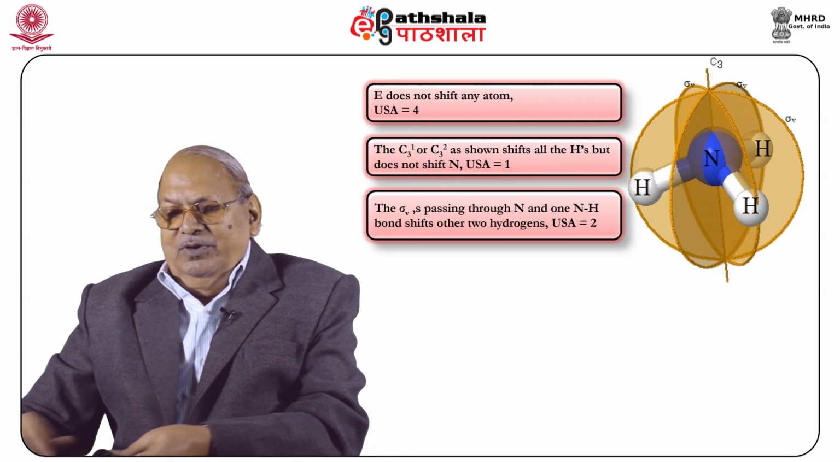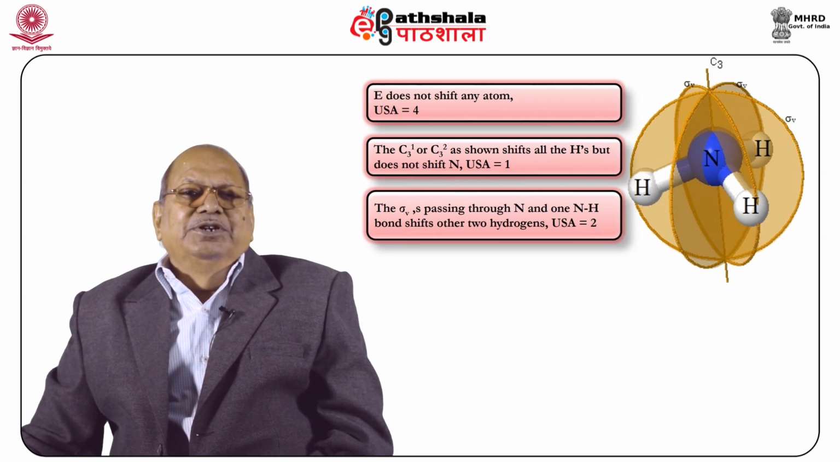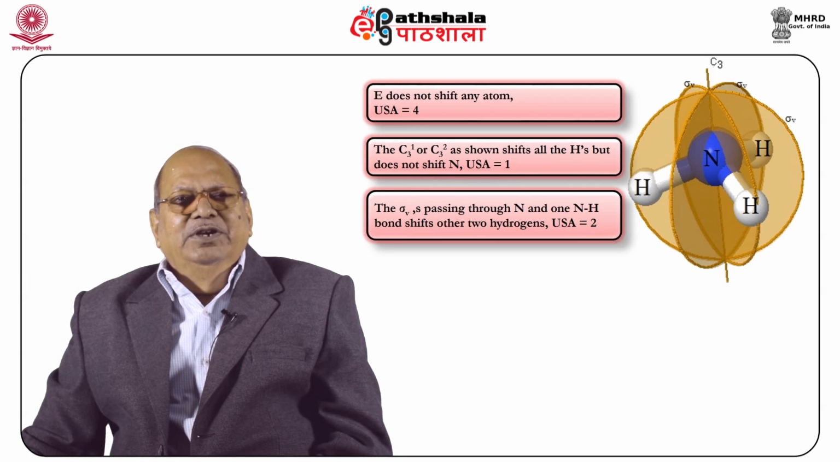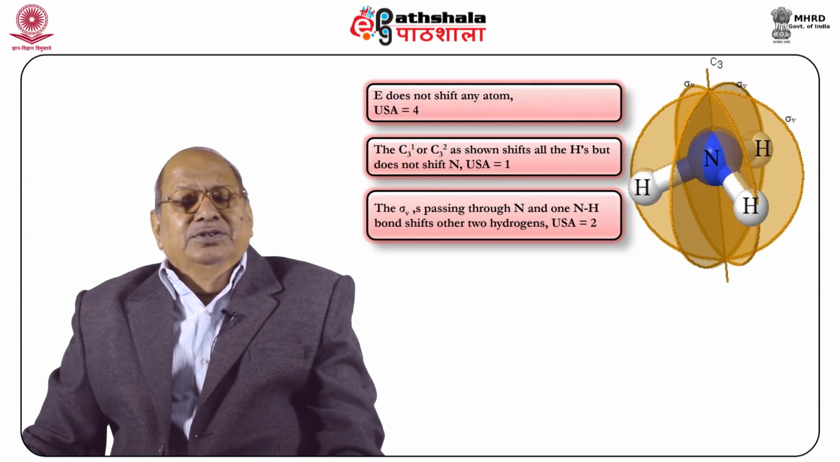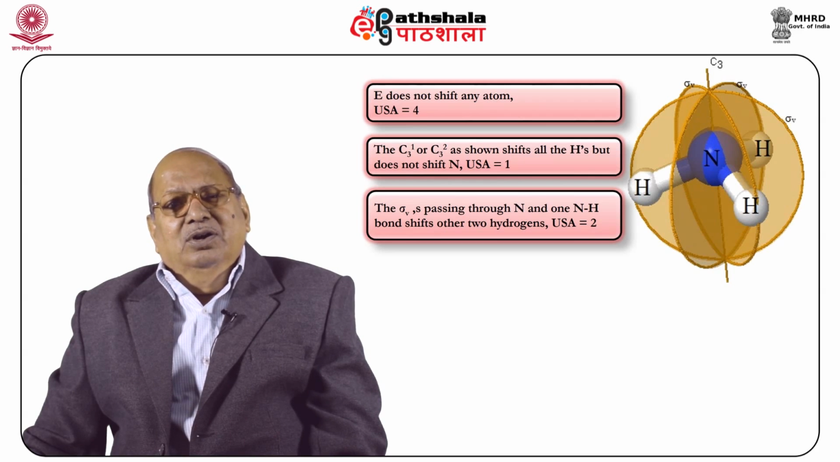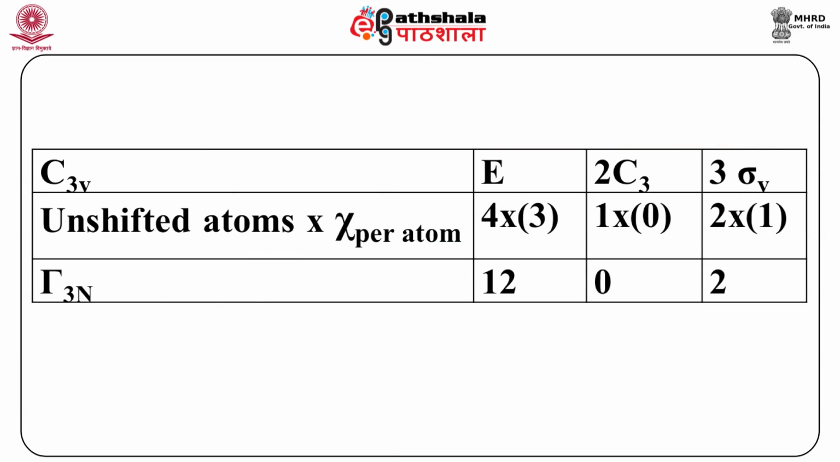So like this, by performing all the symmetry operations in this ammonia molecule, we have seen how many atoms are shifted and how many are not shifted. The results are again given in the table of the C3v point group. The first row shows unshifted atoms. For E, all 4 atoms are not shifted. For C3 or C3², only 1 atom, the nitrogen, is not shifted. For the 3 sigma v's, only 2 atoms are not shifted, that is, nitrogen and one of the hydrogens.